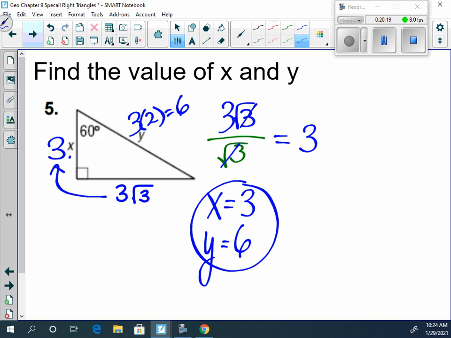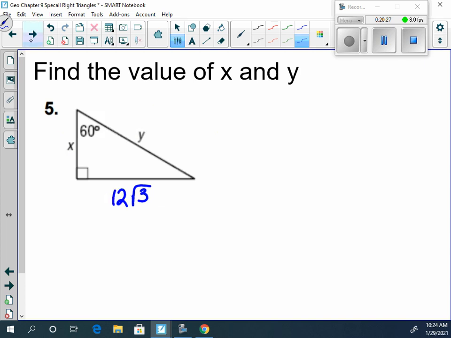Well, yeah. Times it by 2 to get the hypotenuse, and I can times it by the square root of 3 to get to the side opposite 60. Okay?